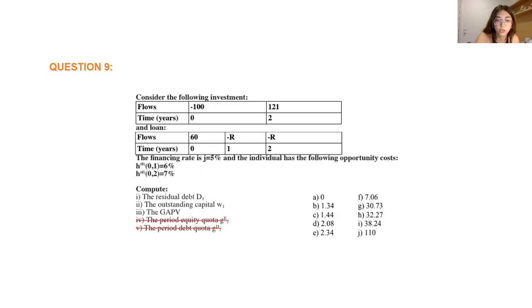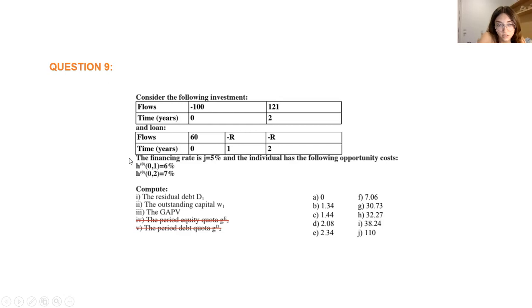So those were the 3 questions that you could actually answer. The 2 last questions, why can you not answer? Because there was simply a mistake in the paper. Basically, to compute the period equity quota and the period debt quota, you need the opportunity costs from 0 to 1 and from 1 to 2. And here they give you 0 to 1, 0 to 2.